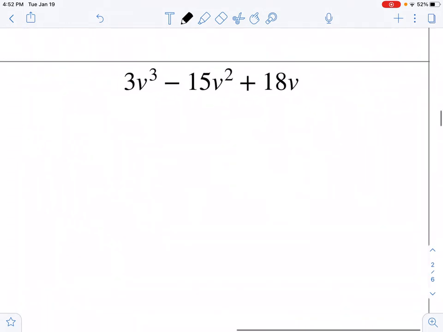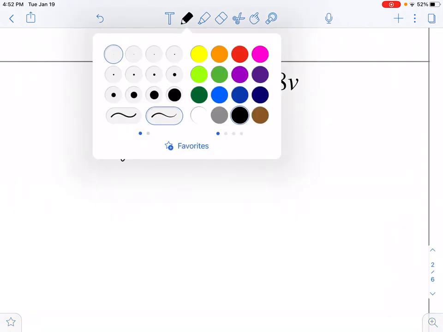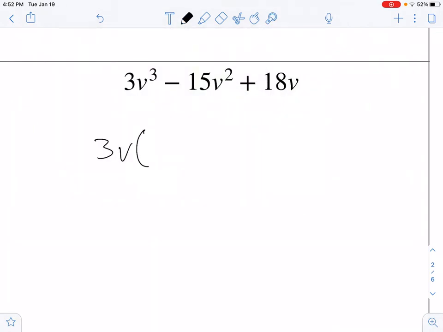Good grief. So, same thing. I can factor out a 3 from all of these. And I can also factor out a v, because all three of these have a v that I could divide. So if I divide out a 3v, that would leave me with v squared minus 5v, because 15 divided by 3, and then plus 6, because 18 divided by 3. There's a lot of moving pieces.